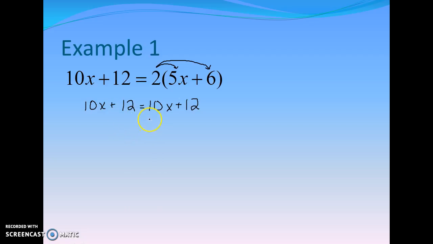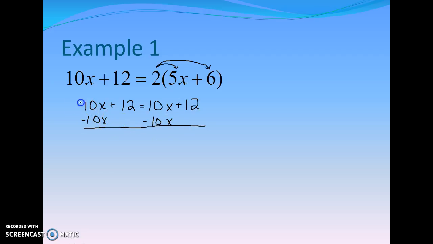Now, just like we talked about when we were moving variable terms over from one side of the equal sign to the other, I have a 10x over here and a 10x over here. Well, if I'm supposed to get x all by itself, that means I have to get those two x terms together. So since this one is a positive 10x, I'm going to have to get rid of that by subtracting 10x from both sides of the equal sign.